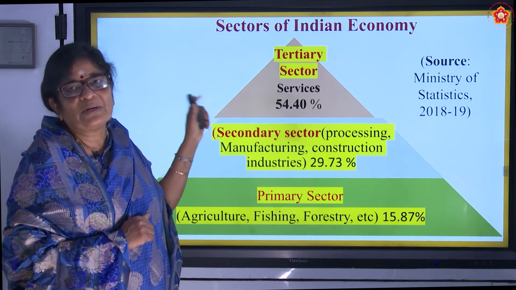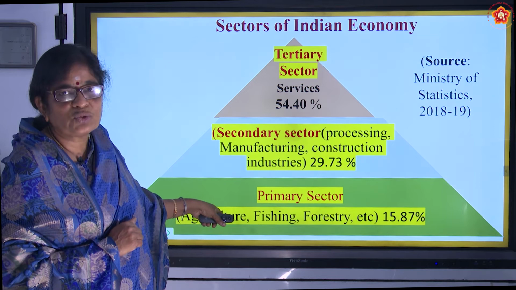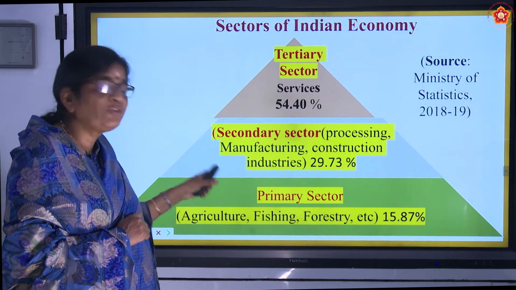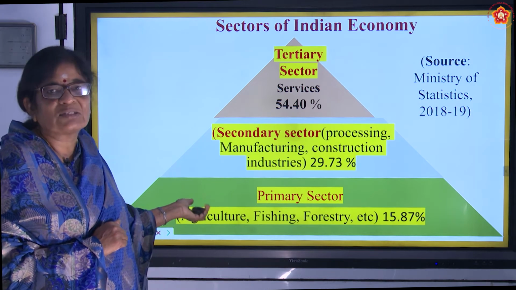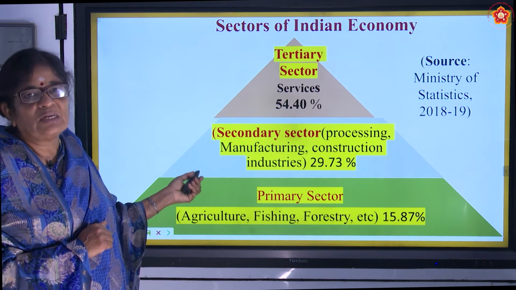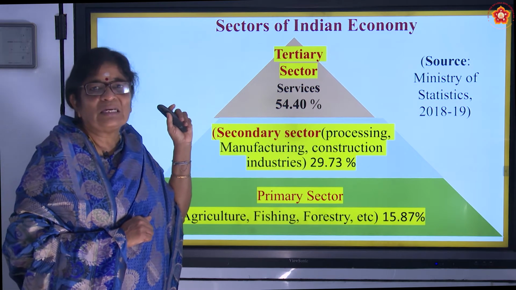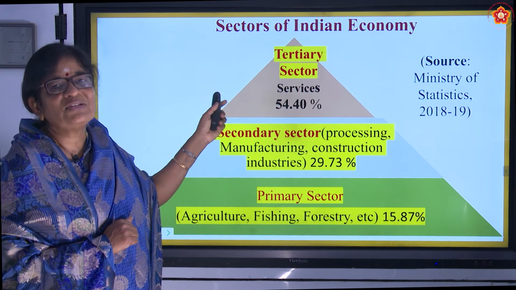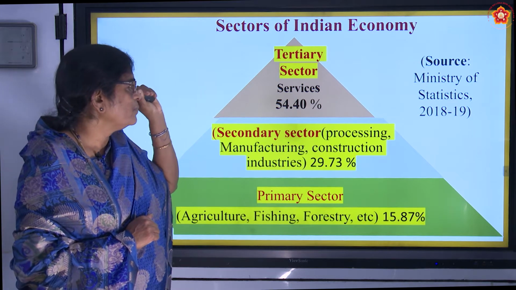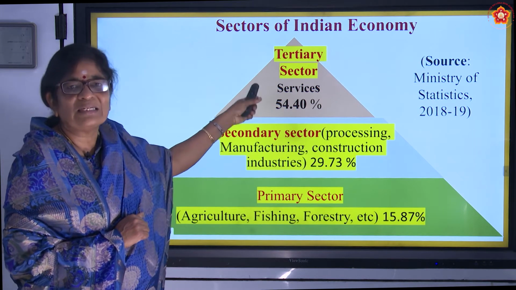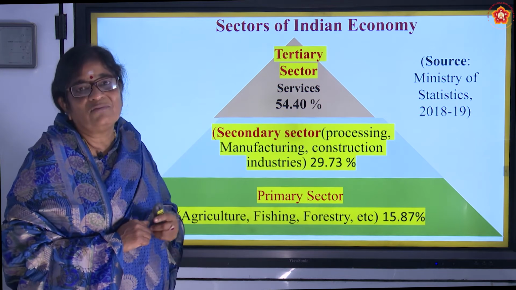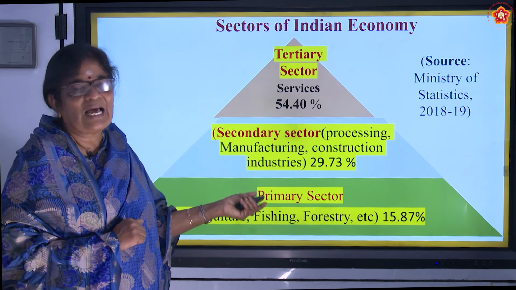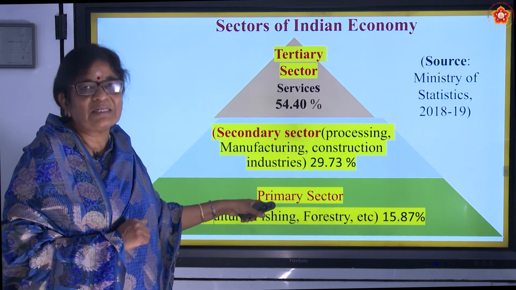supports me in what? For example, the agricultural sector can produce products and those products have to be taken to other states. For example, trucks, lorries, transport services, communication services, health services, educational services, every other service comes under the tertiary sector, which supports both the industrial sector as well as the primary sector.